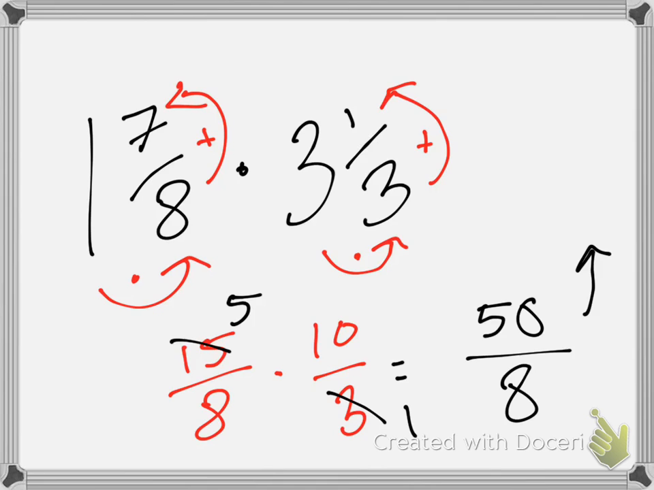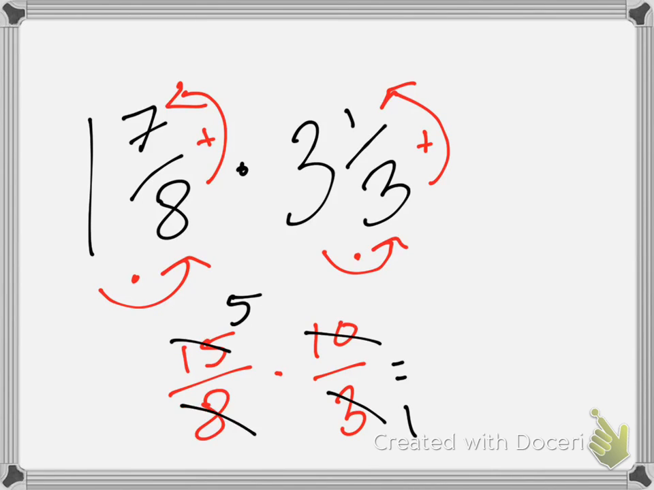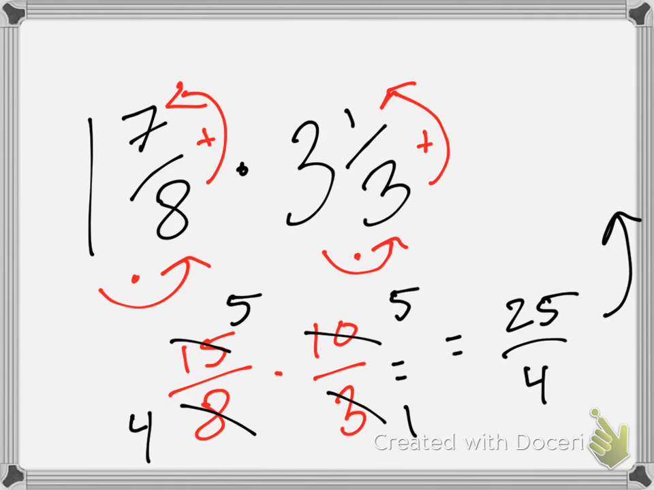Actually, Michelle pointed out that we can cancel out 10 and 8. What happens when I cancel out 10 and 8? 10 becomes 5, and the 8 becomes 4. That's even easier. What's 5 times 5? 25. What's 4 times 1? 4. But am I done yet?